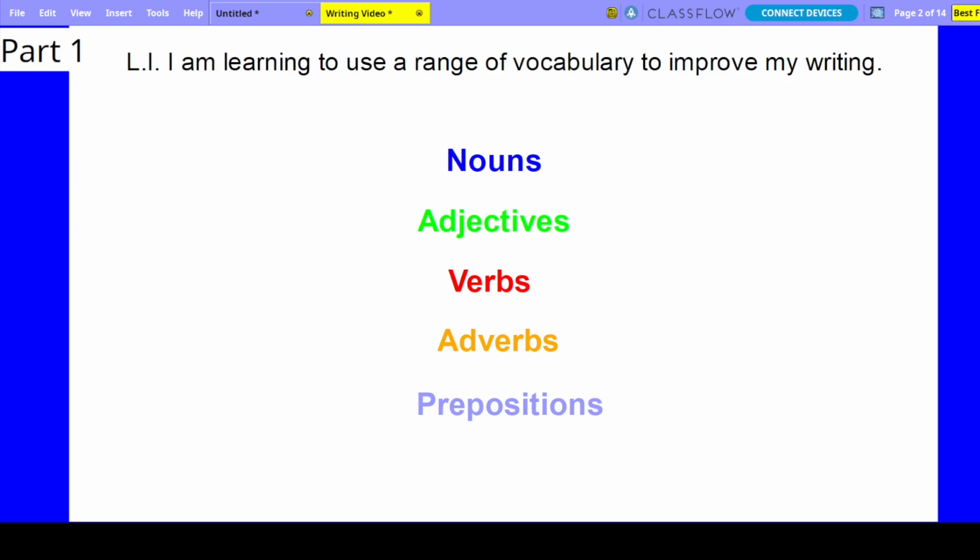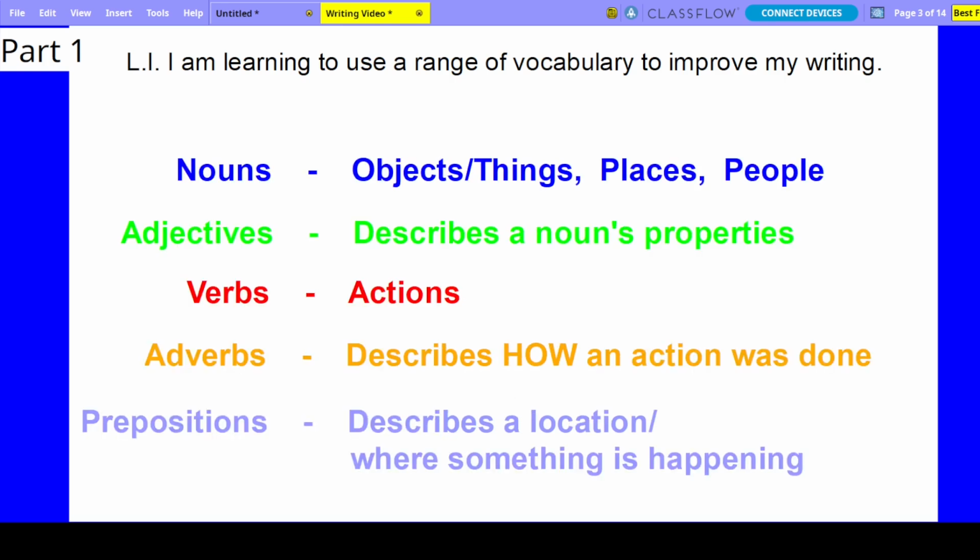So first up, we need to understand what these are, and that's what part 1 of this video is really about. It's about understanding what these building blocks actually are, what they mean, and what they do. So, nouns first of all. Nouns are objects and things, places, people. Basically, if you can point to it, if it is a thing that you can point at, it's a noun. It also includes some more abstract concepts as well. We'll go into that in a wee minute. There are some things that you can't point at, but they're still nouns.